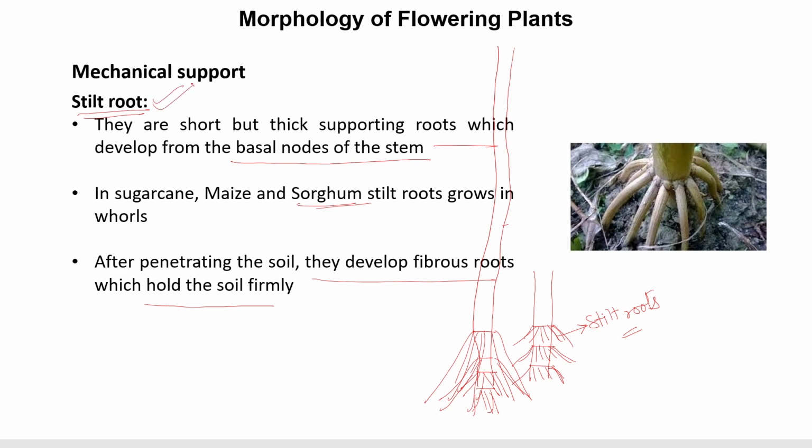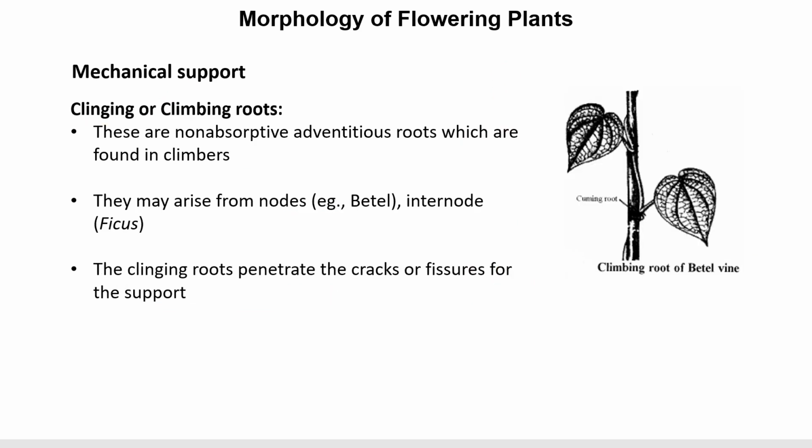Stilt roots. Clinging or the climbing roots. So here you can see, whether it is a prop root, a stilt root, or the clinging or the climbing root, we are just going to study about it. These are all giving mechanical support. They are providing mechanical support to the plants. So they are non-absorptive adventitious roots which are found in the climbers.